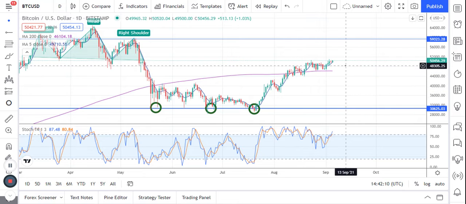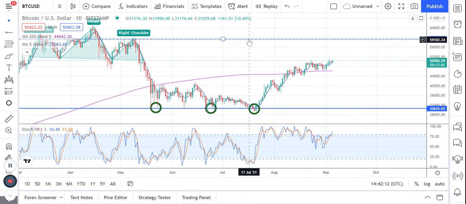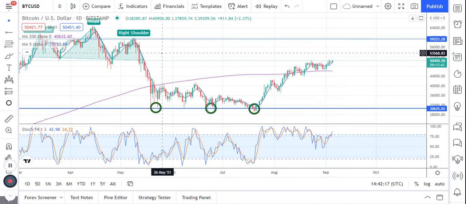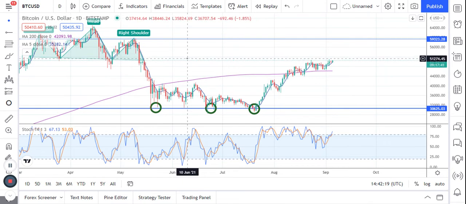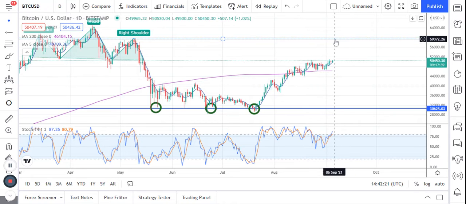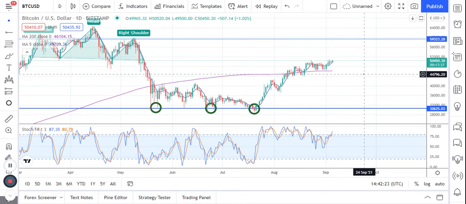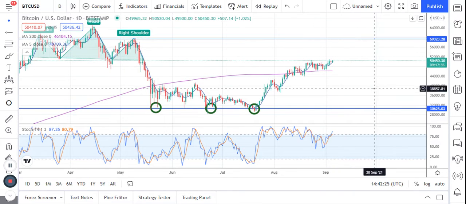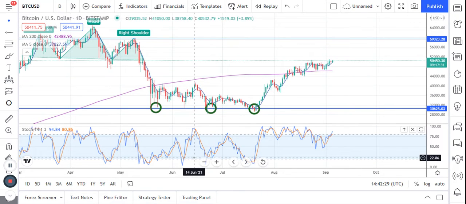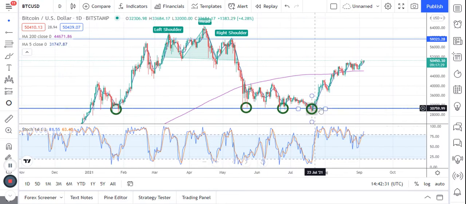So my next available target is the previous target, the previous right shoulder. This is the next available point. So I'm holding Bitcoin until it gets to 59,300 and above. It's heading higher, but for now, that is my target.